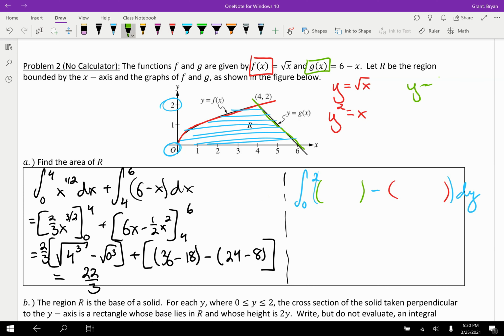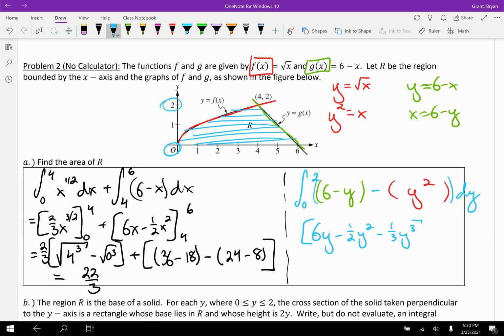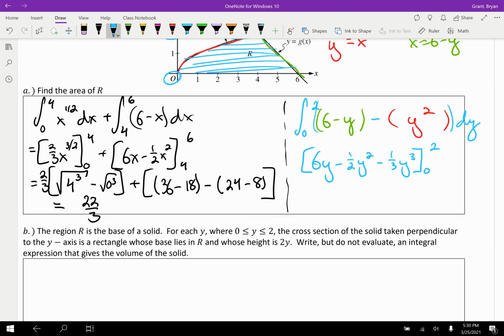Then g of x isn't bad. 6 minus x. Add x, subtract y, and we're here. So to create that same green graph but written a different way, we can do the function 6 minus y. To create the same red graph, we can do y squared. Notice then that when we do our antiderivative, it becomes 6y minus 1/2 y squared minus 1/3 y cubed from 0 to 2. We know substituting 0 into all those will be 0, so I'm just going to substitute in 2. This becomes 12. 4, half of 4 is 2.